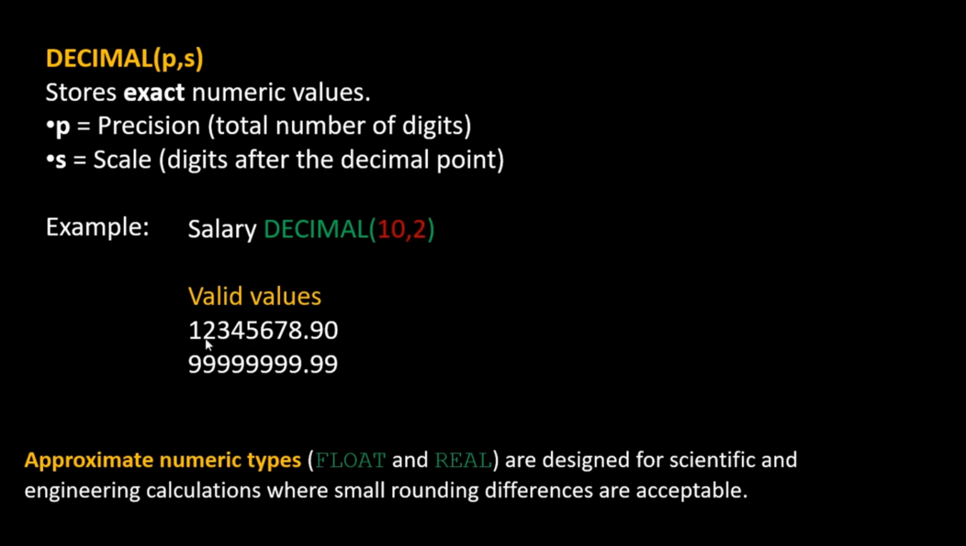10 are the total digits. We can see these are the 10 digits, and out of this 10, 2 are the digits after decimal point. So these are the 2 digits after decimal point.